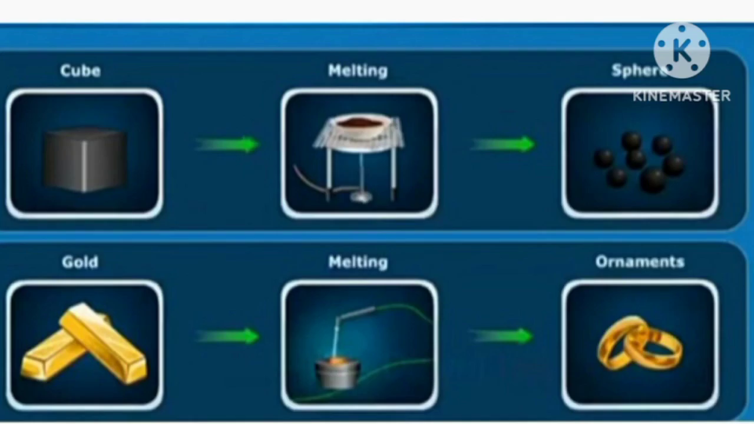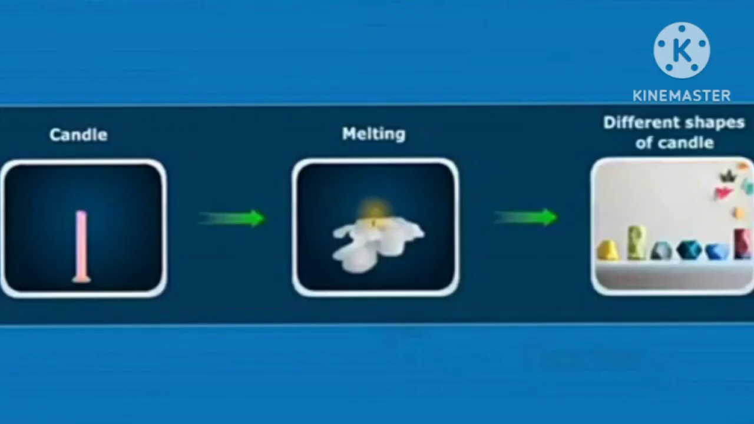In this way, there are many real examples. When a solid cube of lead is melted, we can make spherical bullets. Similarly, when a gold biscuit is melted, we can make different types of ornaments. Similarly, when a cylindrical shaped candle is melted, it gives wax, and when you pour that wax in a container of any specific shape that you want, it transforms into that shape. In all these cases, the shapes of solids are converted into another shape, and the volume always remains the same.